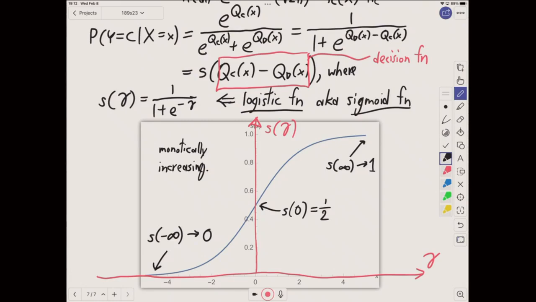So we're converting our decision function into a posterior probability. And in particular, what S of 0 equals 1/2 means is that on the decision boundary, where the decision function is 0, we're saying there's a 50% chance of class C and a 50% chance of class D. That's basically what S of 0 equals 1/2 means, 50% chance of class C.